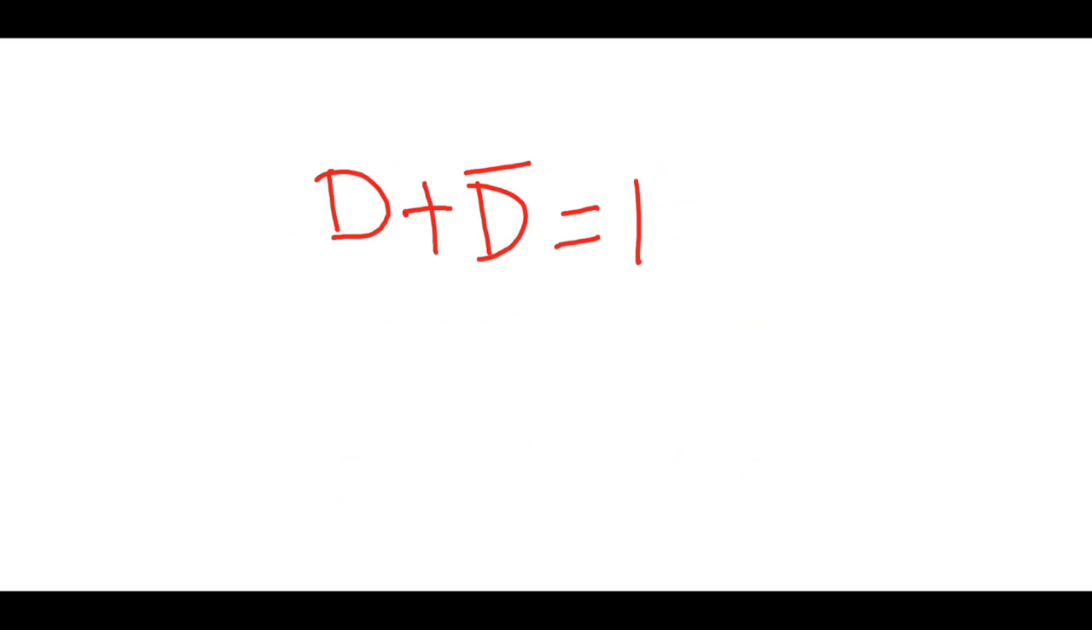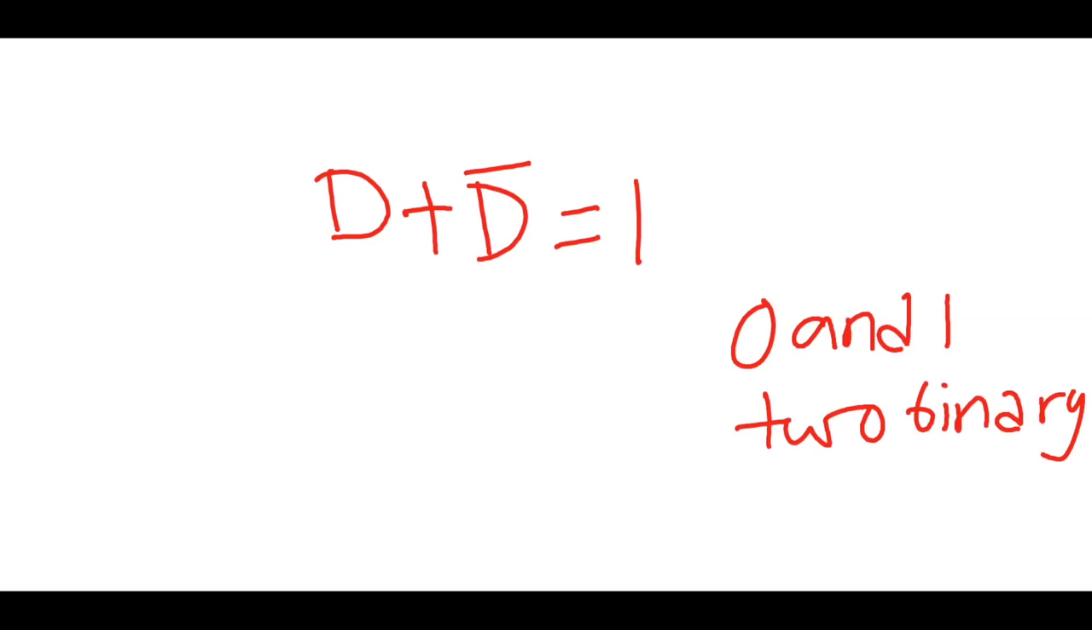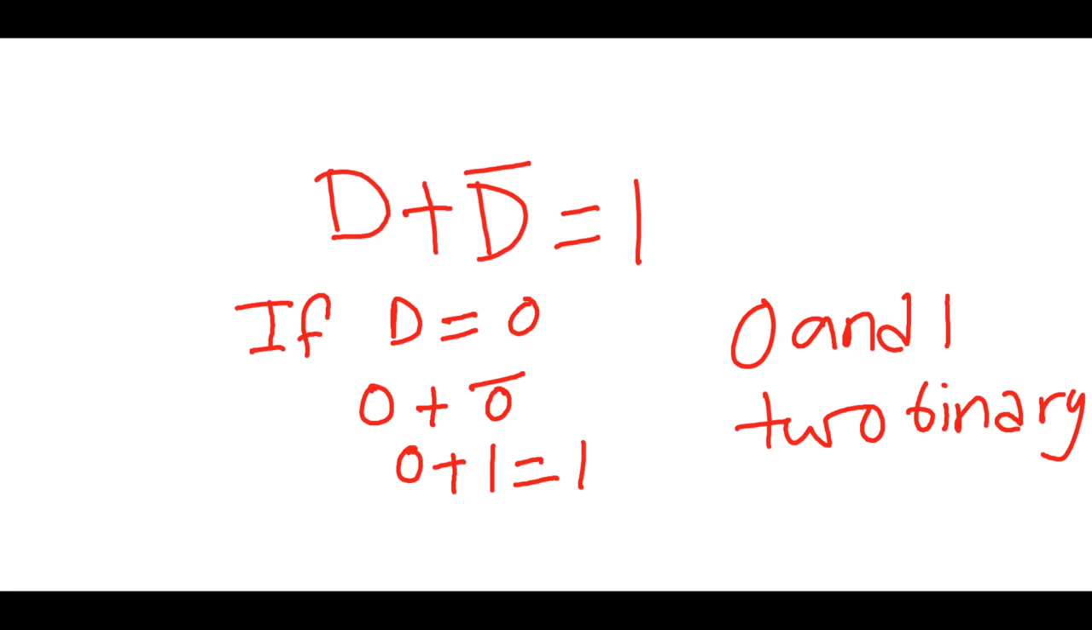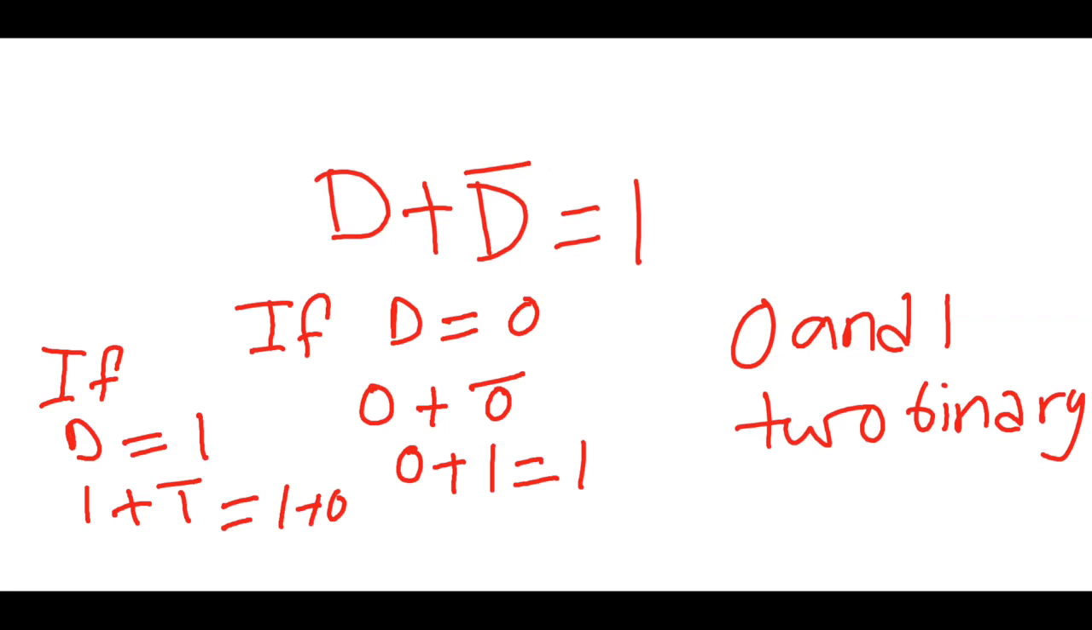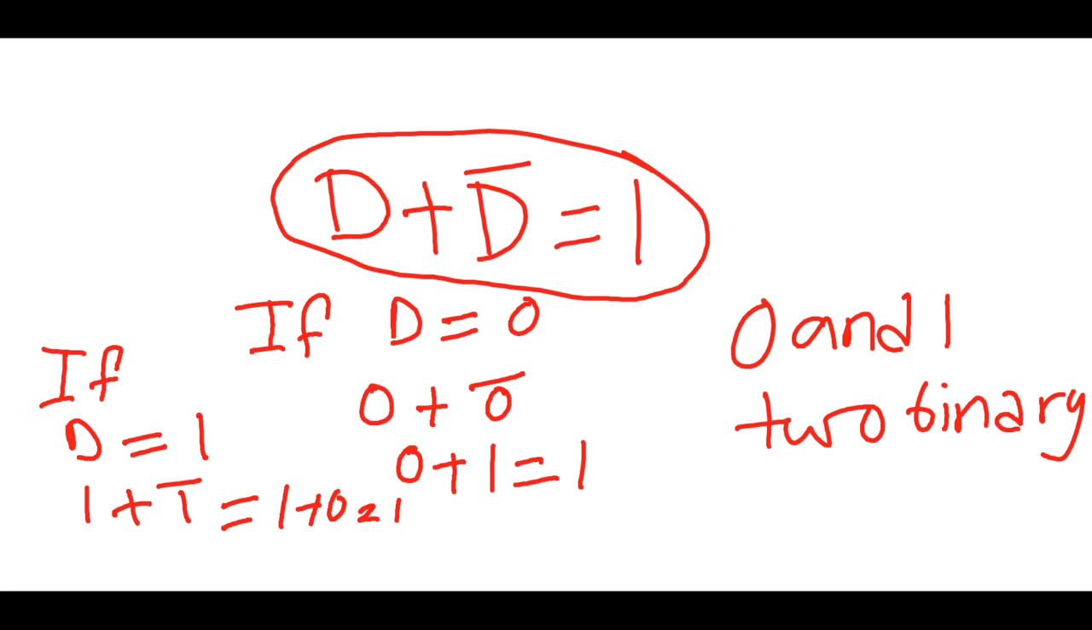We know that we have two binary numbers, which are 0 and 1. If D is equal to 0, my answer will be 0 plus 0 bar. And I know 0 bar will be the inverse, so it's going to be 0 plus 1, which is equal to 1. If D is equal to 1, it's going to be 1 plus 1 bar, which is 1 plus 0, which is equal to 1. So no matter what, D plus D bar is always going to be 1. That's why we say that D plus D bar is equal to 1. I hope you guys get it.